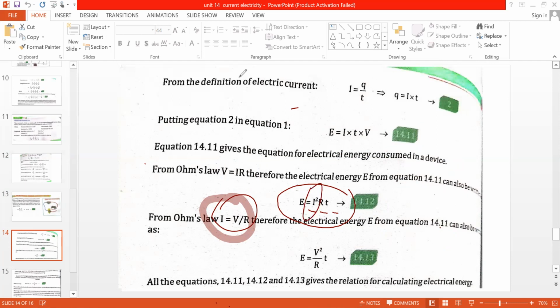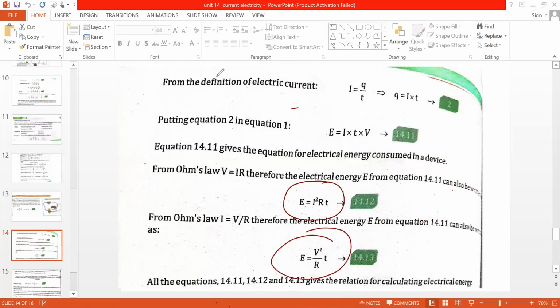square. Okay, it will be V square by R square. Then this is RT, right? R and T. This R will cancel out with this R and we will be left with the equation E equals V square by R multiplied by T. So these are the electrical energy equations in terms of current and in terms of voltage. If we have to find out the electrical energy in terms of current, we will use this equation. And if we want the electrical energy in terms of voltage, we will use this equation.